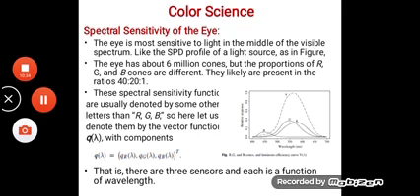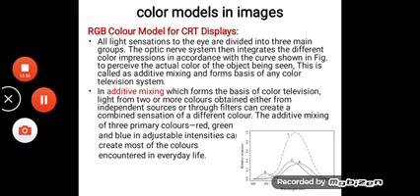There are three sensors, and each is a function of wavelength. When we look at the green, red and blue colors, each has a different wavelength, and these are the primary colors with which we can obtain any kind of color. Now when we go for the different color models, as I told you right from the beginning of this subject, we are talking about primary colors and the combination of colors to represent any color.